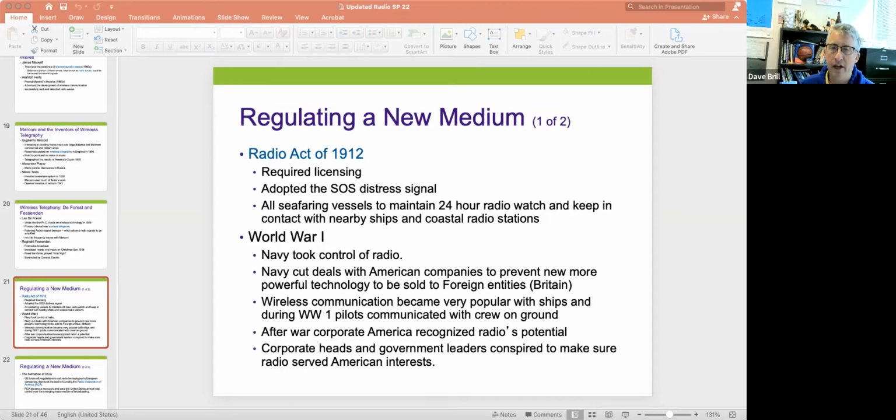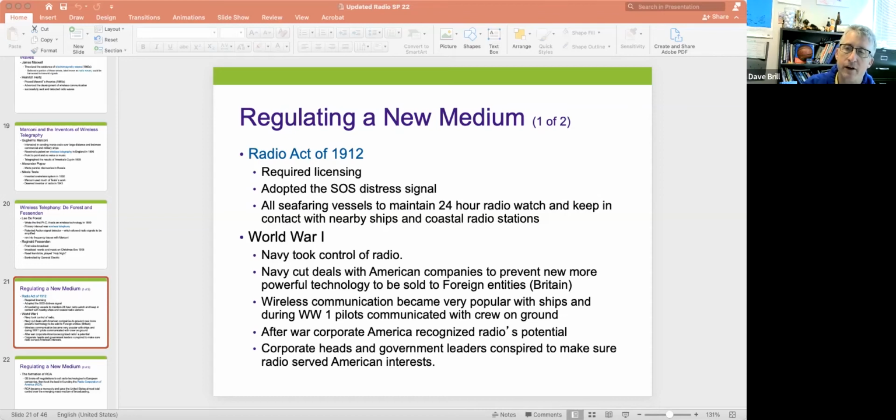World War I, Navy took control of radio. Of course, World War I happening from 1914 to 1918. And my mouse is being funny over here. Basically, the Navy took control of radio, okay, because it was clearly being used at this point as a military application. It was being used as wireless technology, so that ships and pilots could communicate with a crew on the ground, right? All of these things were critical for the war effort between 1914 and 18.